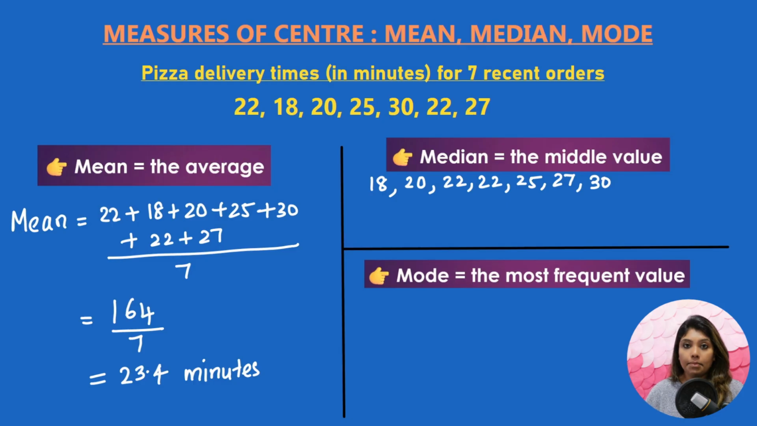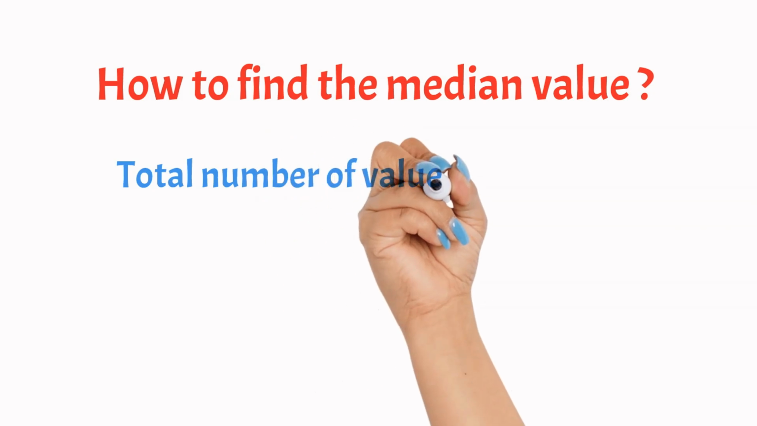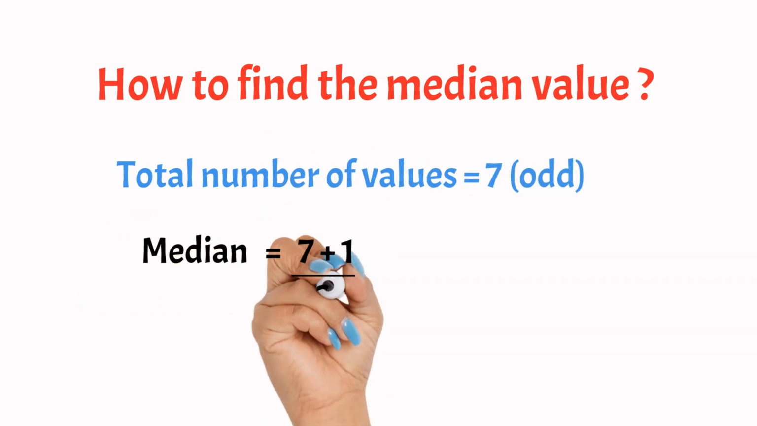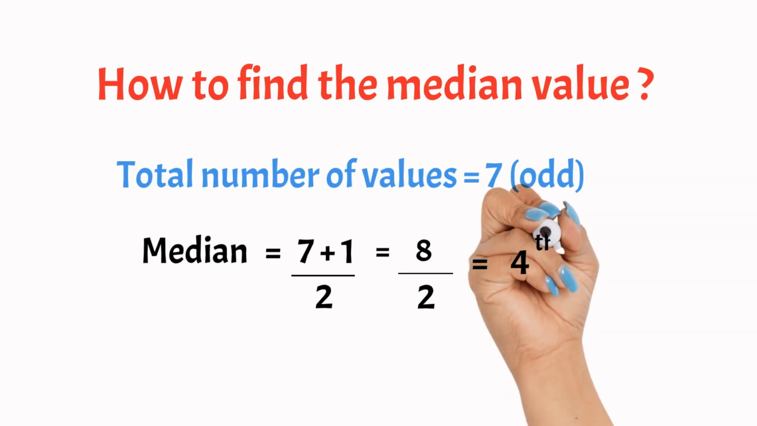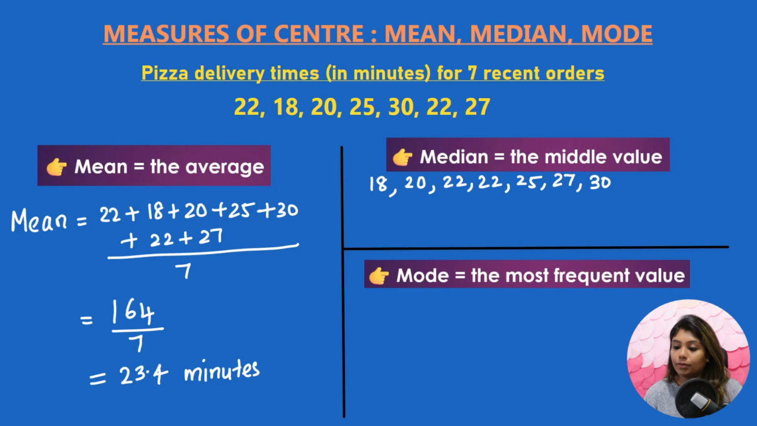Once you have arranged the numbers in increasing order, you need to find the middle value of the data set. There are 7 numbers here, so 7 plus 1 is 8, and 8 divided by 2 is 4. So the fourth value is your middle value. You can see that 22 is the middle value, so you can write that as median equals 22 minutes.